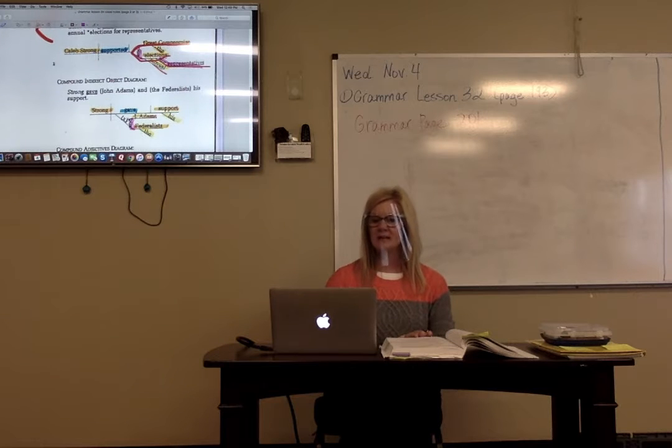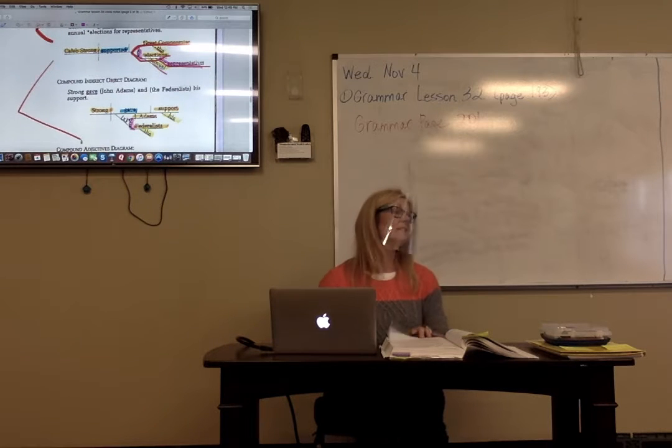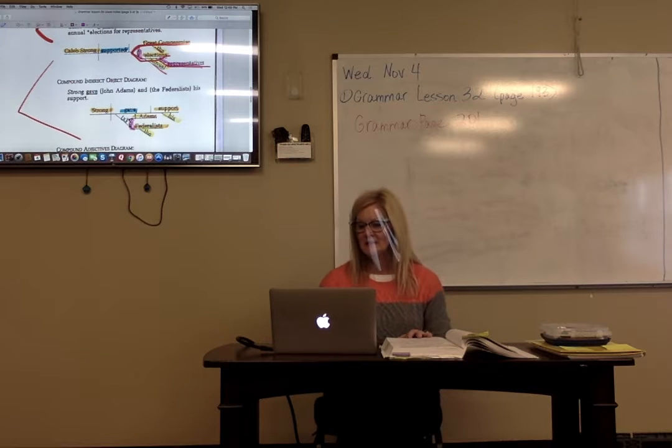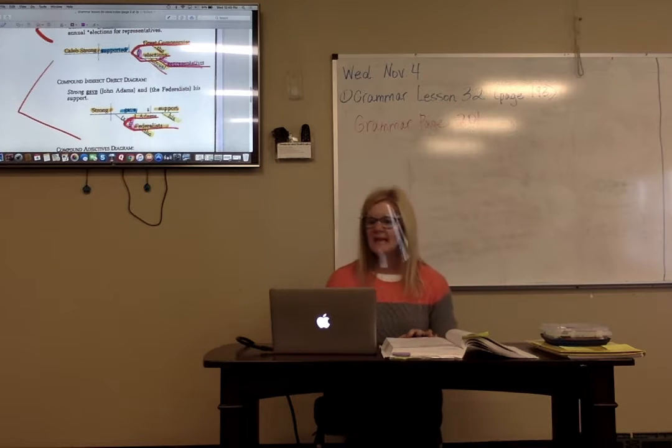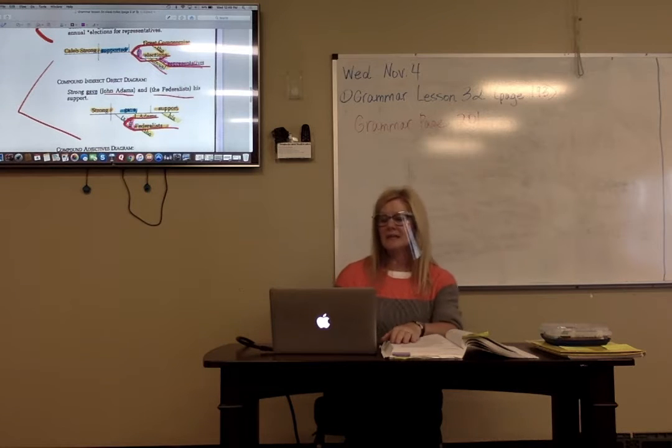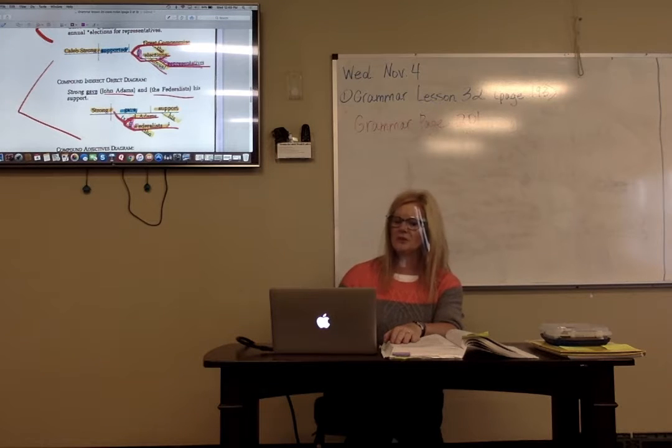Can you have a compound indirect object? Yes, you can. Here it is. Here's the crayon right here in the indirect object space. Strong gave John Adams and the Federalists. So those are the indirect objects, and we put them on the crayon right here. We still have the line with the X on it. That is still there. And then we just put the crayon right here because that's where our compound indirect object is. Aren't these fun?